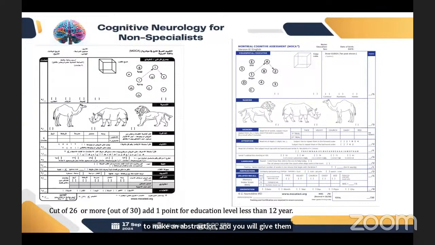And for the abstraction, you will ask the patient to make an abstraction, and you will give them an example. You will tell them, I will give you two words, and I would like you to tell me what category they belong to. Give the example, orange and banana. Some patients can't respond accurately. They will tell you fruit, but some of them may tell you we can eat them, or we can make juice of them. So you can correct them, and then you will go to the following task.